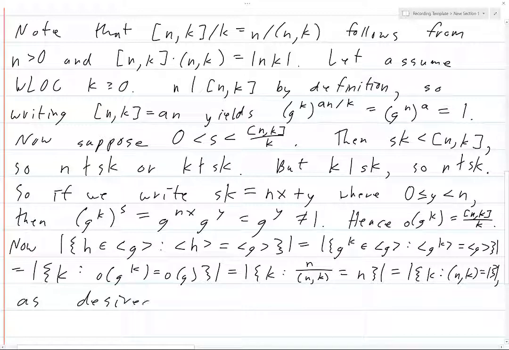So k such that GCD(n,k) equals 1, as desired. That's exactly what we want to prove: that the number of generators of the subgroup generated by g is precisely the number of positive integers k less than n such that the GCD of n and k is 1. And so there we go. This completes the proof.